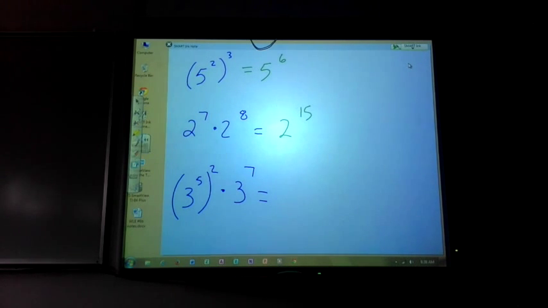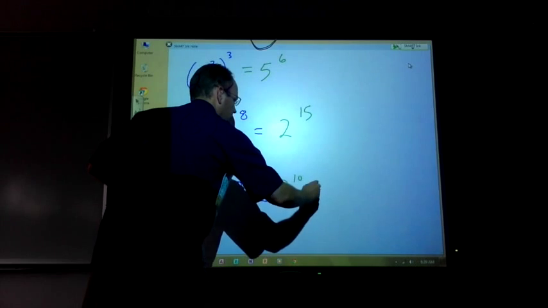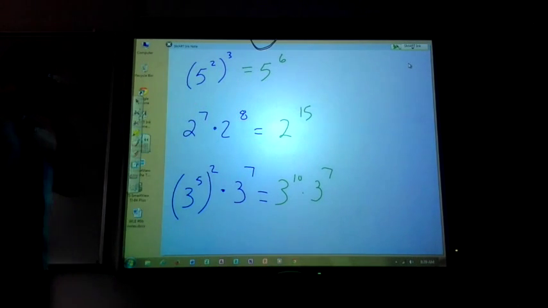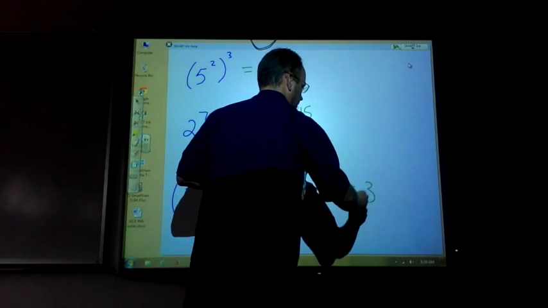Now, that last one. What do you think? Okay, so you do 5 times 2. That's 10. So it's 3 to the 10th power, and then it'd be 10 plus 7, so it'd be 3 to the 17th.